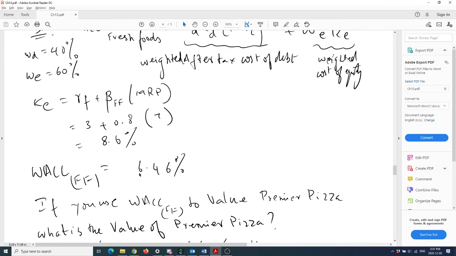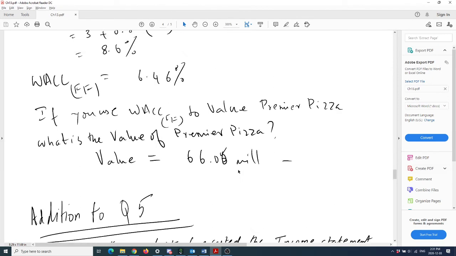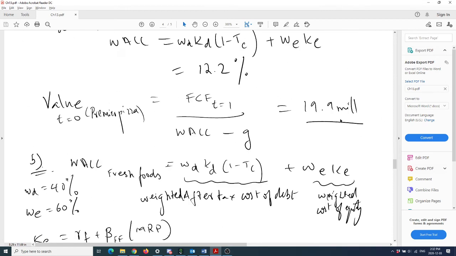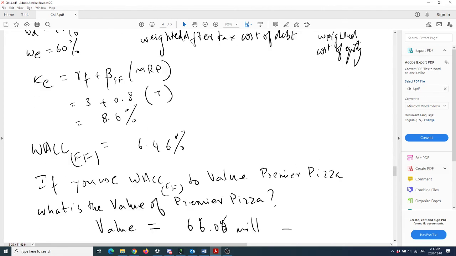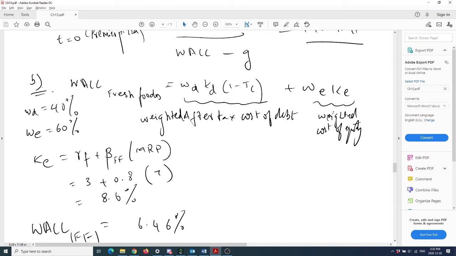Once they have 6.46%, if you use this weighted average cost of capital and again do the free cash flow divided by WACC minus g, the value of this particular firm comes to around $66 million. So you can see how in the first scenario they value it around 20 million, and in the second scenario around 66 million. This is primarily due to the cost of financing and the lower volatility and lower cost of equity for the shareholders of this particular firm, Fresh Foods.